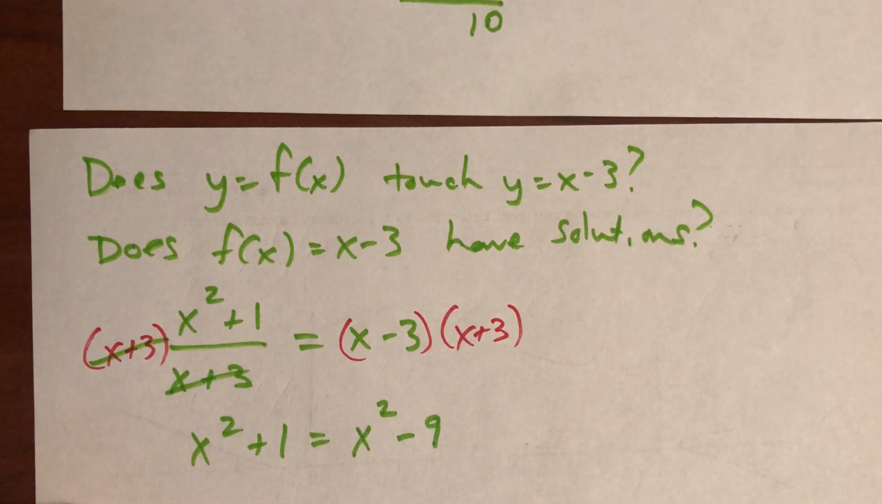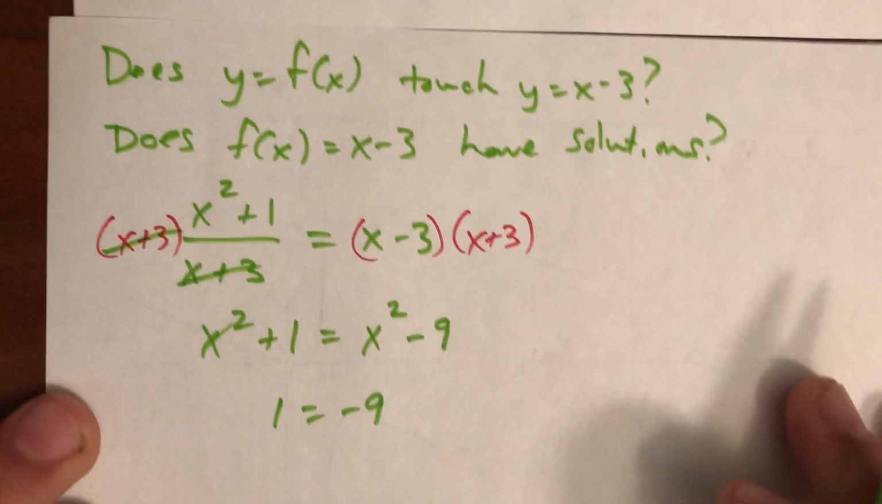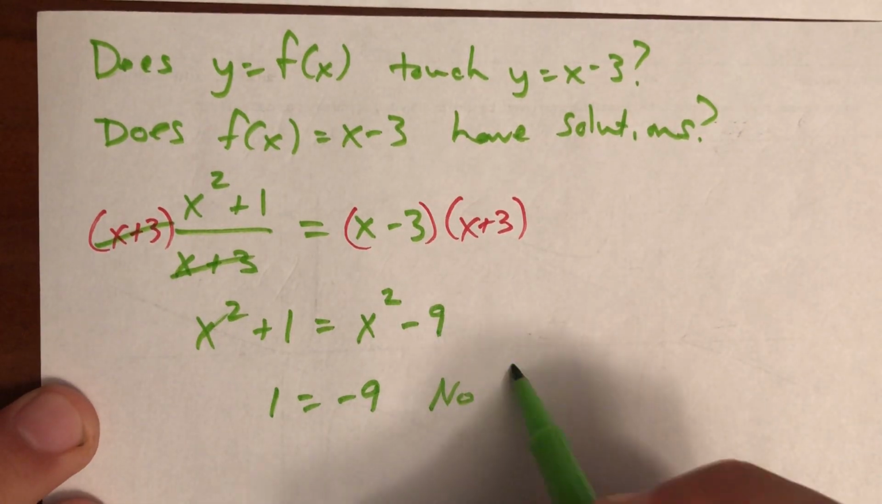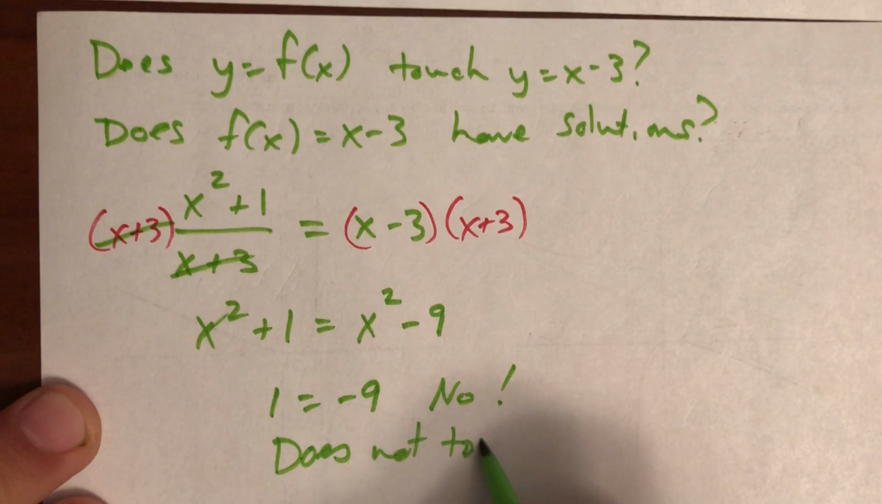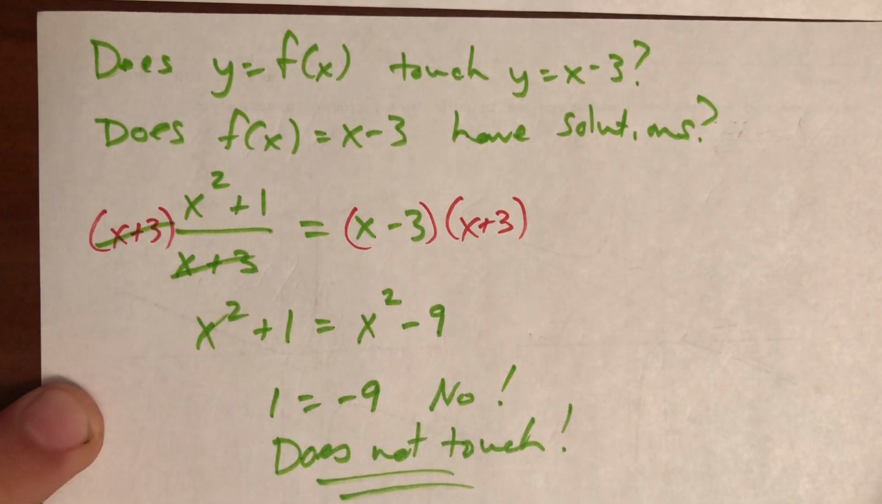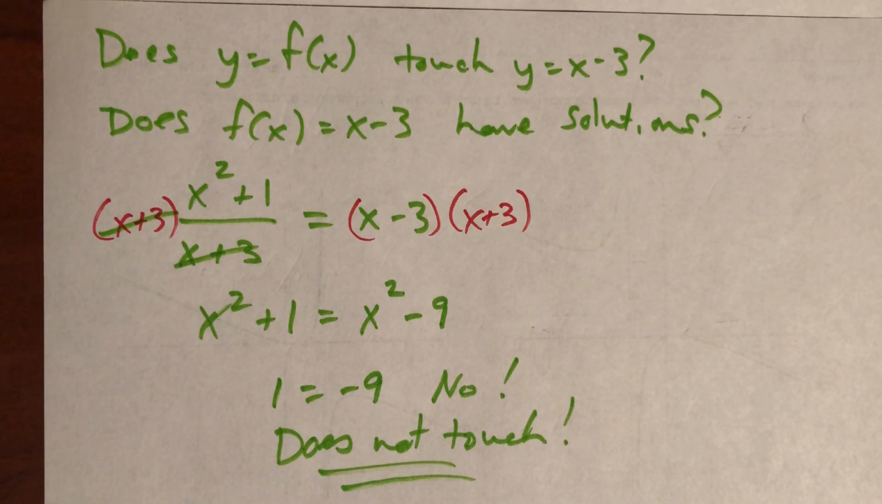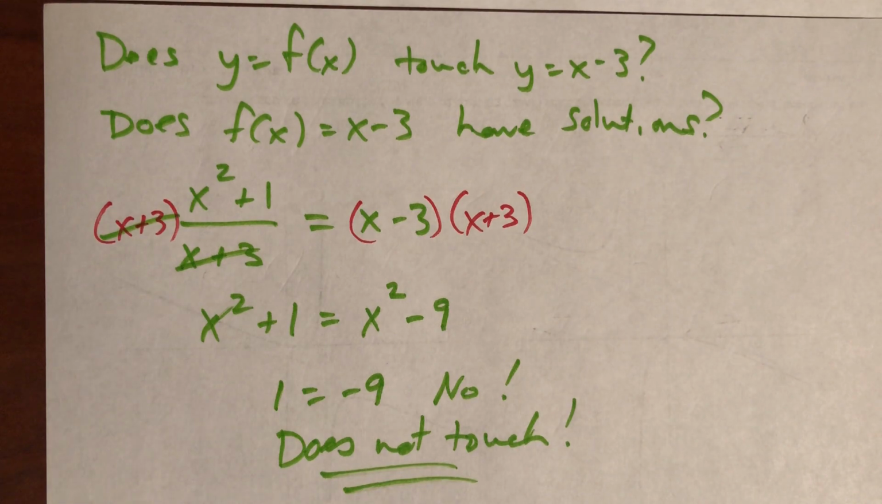So we've got that. And then we can subtract x squared from both sides and show that we have no solutions. So it does not touch. So when we're drawing our graph at the end step, which we're going to do presently here, we know that we do not touch that slant asymptote.